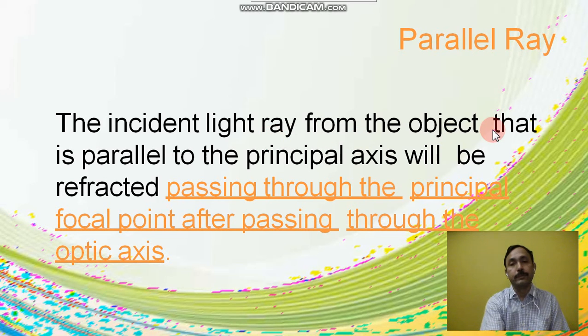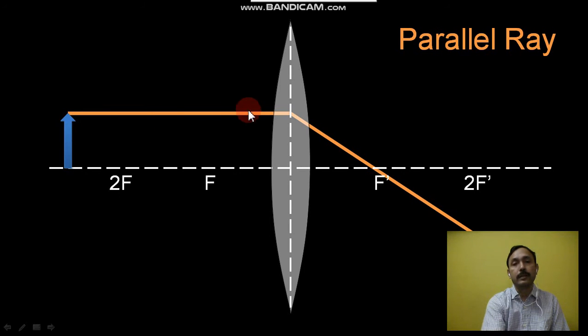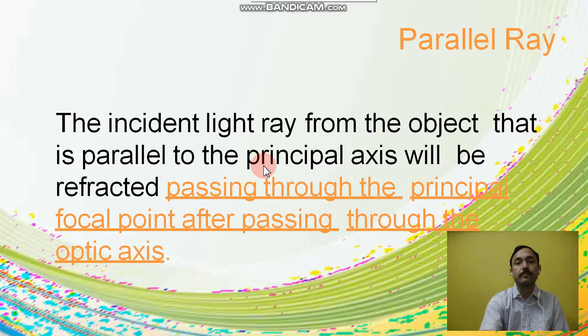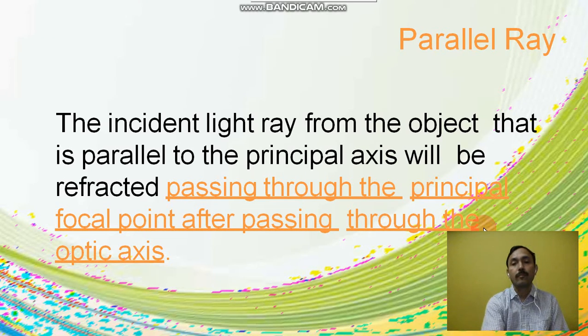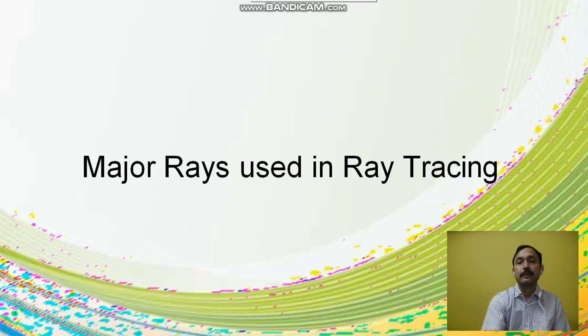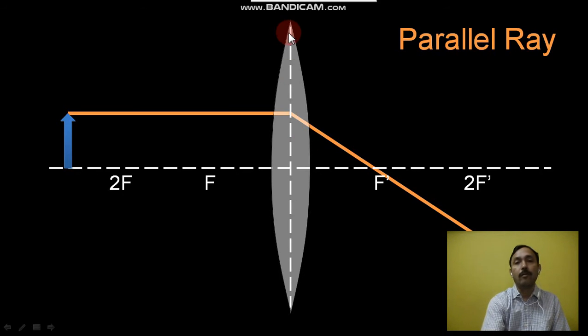The incident ray from the object that is parallel to the principal axis will be refracted, passing through the principal focal point. This is the incident ray from the object parallel to the principal axis. After passing through the optic axis, it will pass to the principal focal point. This is the parallel ray.